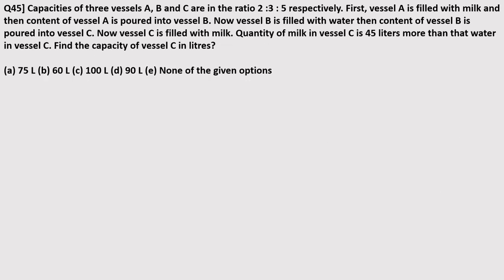Question 45. Capacity of vessels A, B and C are 2, 3 and 5 respectively. The capacities are 2, 3 and 5, means I am assuming the least value possible, 2 liters, 3 liters and 5 liters. As it is a ratio, you can also take 4, 6 and 10, but I am taking the least value possible, 2, 3 and 5 itself.